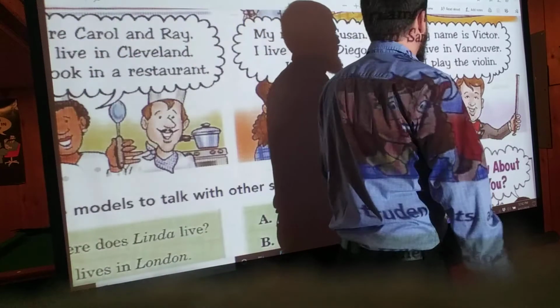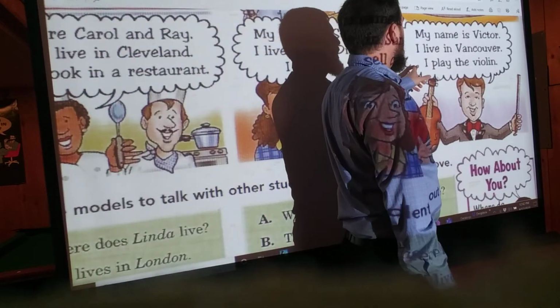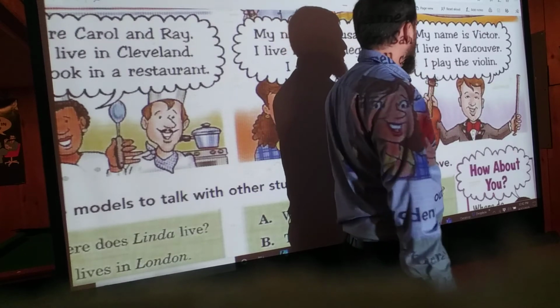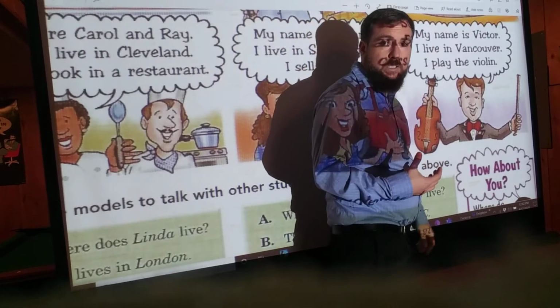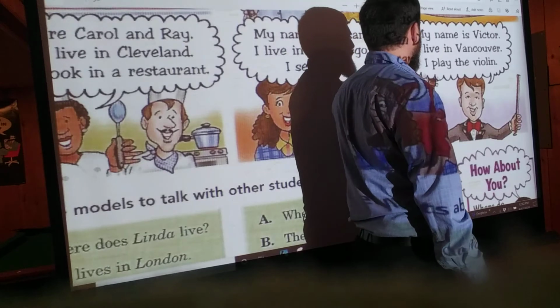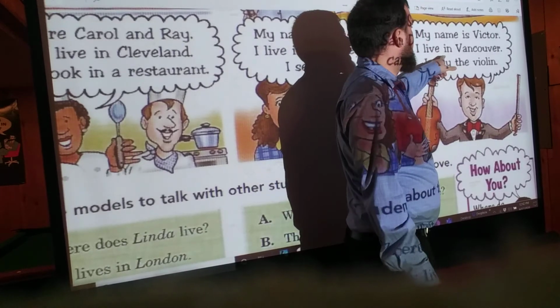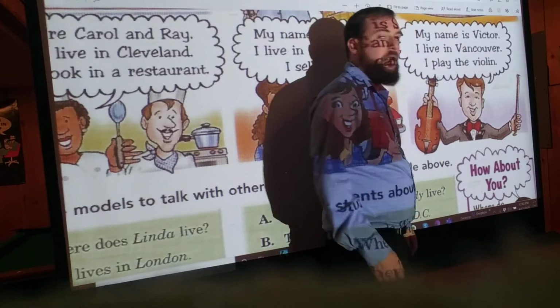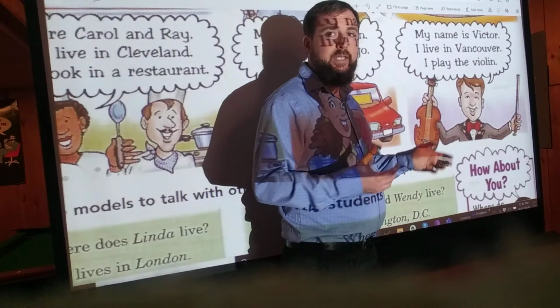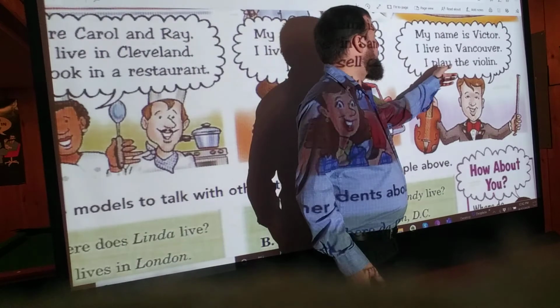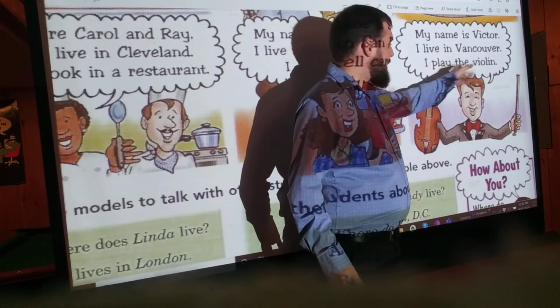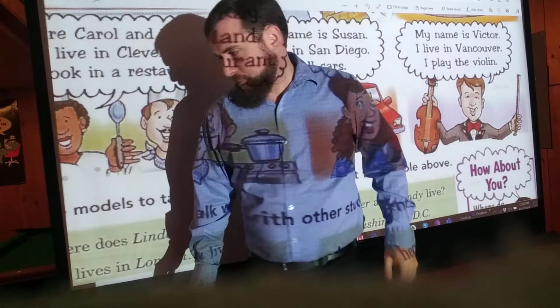Last. Okay? Where does Victor live? So again, does Victor live? He lives, we have the S again, lives in Vancouver. What does he do? He plays the violin. Okay.